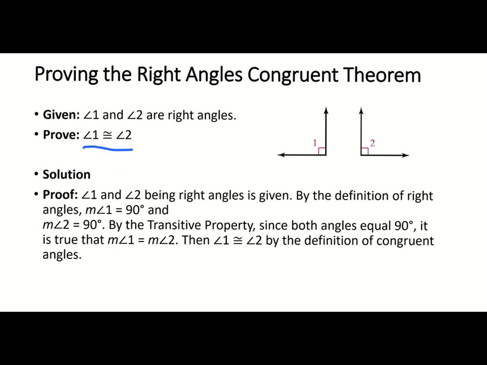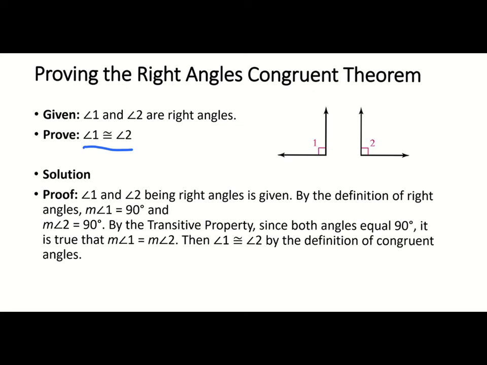So the paragraph proof, when you write it out, basically you can read it. It says angle 1 and angle 2 being right angles is given. By definition of right angles, the measure of angle 1 equals 90 degrees and the measure of angle 2 equals 90 degrees, because we know all right angles equal 90 degrees. But then by transitive property, since both angles are equal to 90, it is true that the measure of angle 1 equals the measure of angle 2.